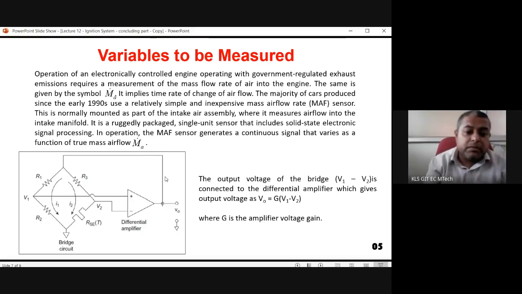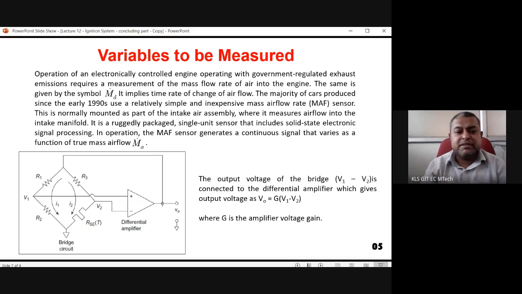Whatever is the output obtained, V naught or VO, this is equal to G into (V1 minus V2), where V1 minus V2 is the differential input voltage and G is the gain of this differential amplifier. G into (V1 minus V2) is the output voltage of the overall sensor. It is normally mounted as a part of the intake air supply, where the measured airflow goes into the intake manifold. It is a strongly packaged, solid state device.